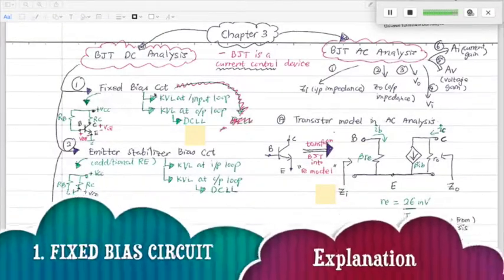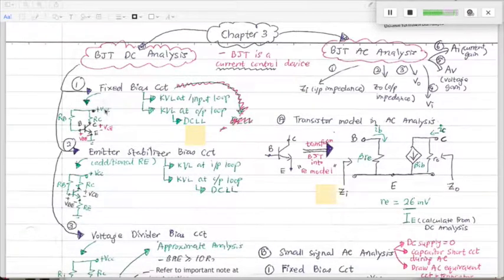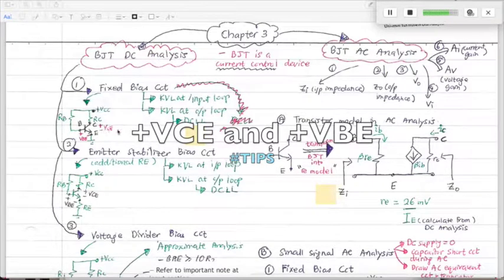In the fixed bias circuit, the configuration will be like this. We have plus VCC connected to RC and RB, and there is no resistor at the E terminal. Each time you do KVL at the input loop and KVL at the output loop, it is good practice to write down the plus VCE and plus VBE.